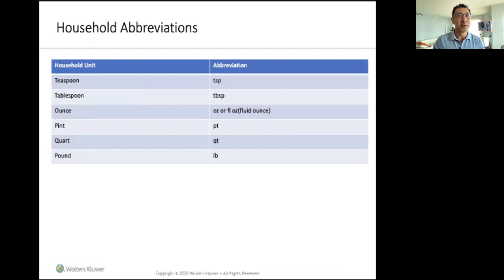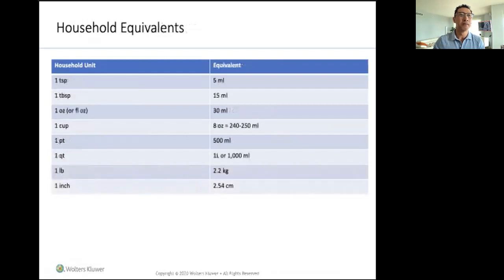So for testing purposes or in the future, when you get to your clinicals and you're seeing patients, you will not see somebody write out teaspoon, spell it all out. It's always TSP, or ounces is OZ. So get used to these abbreviations. Others, oh, there it is, and with numbers on them.